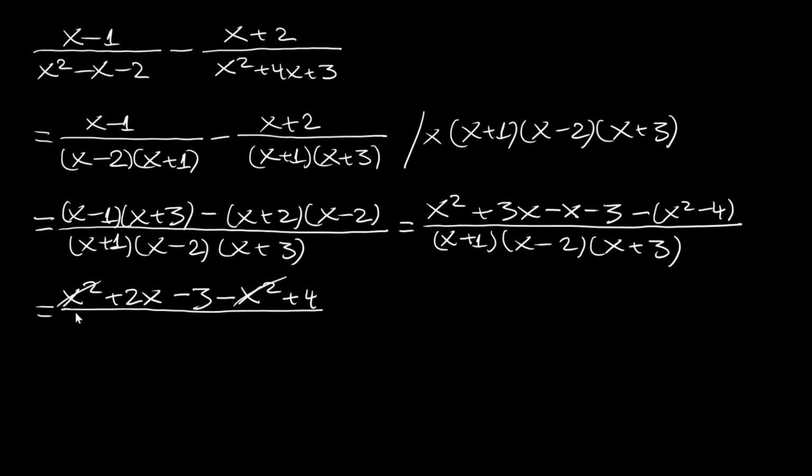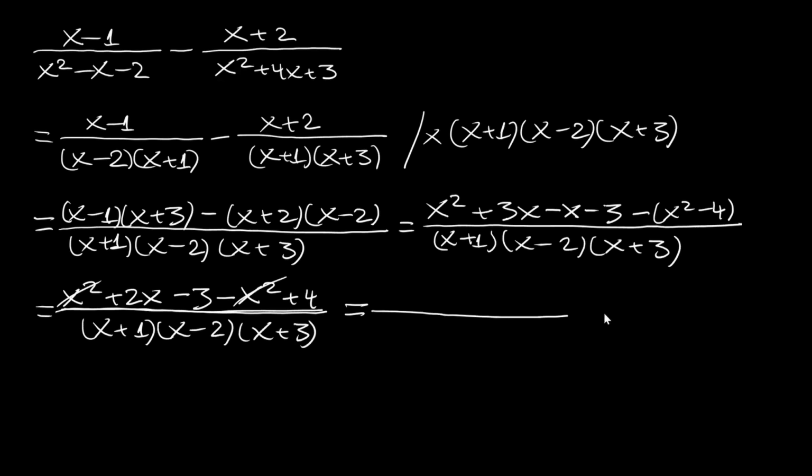These two cancel each other out, and the denominator is obviously the same, x plus 1 times x minus 2 times x plus 3. And what do we get? We get the following: 2x plus 1 over x plus 1 times x minus 2 times x plus 3.